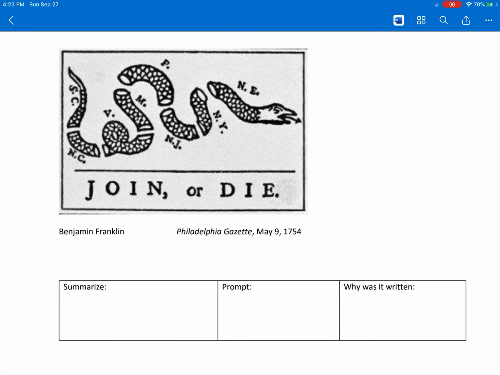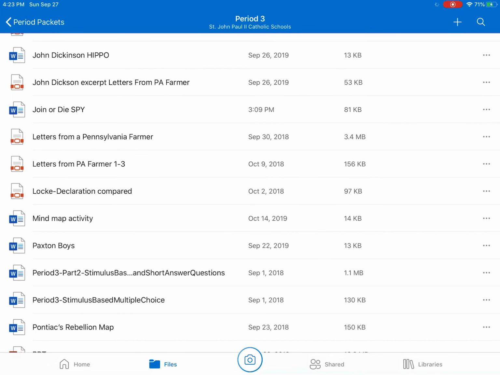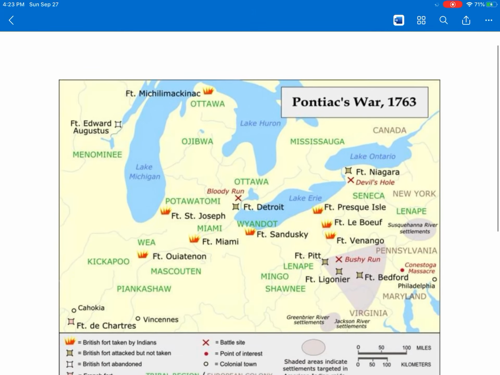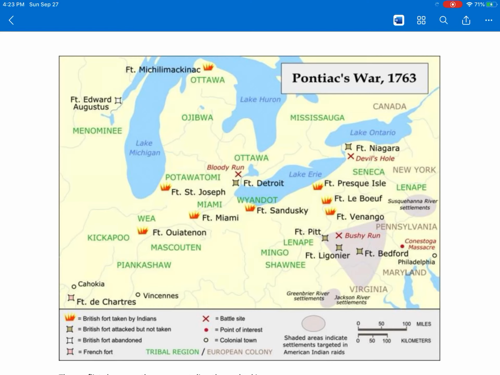So the other thing I want to talk about, which has a lot to do with the Albany Plan of the Union, which is really a failure, is Pontiac's Rebellion. Now, if you heard the video before, we heard a lot about Pontiac, and he was a tribal chief from the area near the Great Lakes. He was from near Fort Detroit, and he had a large tribal following of Ottawa, Ojibwa, Kickapoo, a lot of different Native American groups.